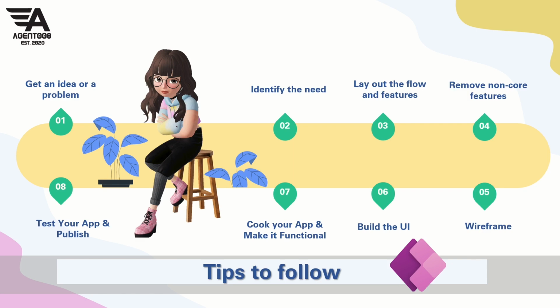So the first thing is that you need to have an idea, or if you don't have an idea, you need to think about something that you can automate by using Power Apps, Power Automate, and all these Power Platform tools. So first, we need to think about a problem and how we can fix it. Second, we need to identify the need. Why do I need this application? What's the idea behind this application? Then I can start building my flow and features related to my application.